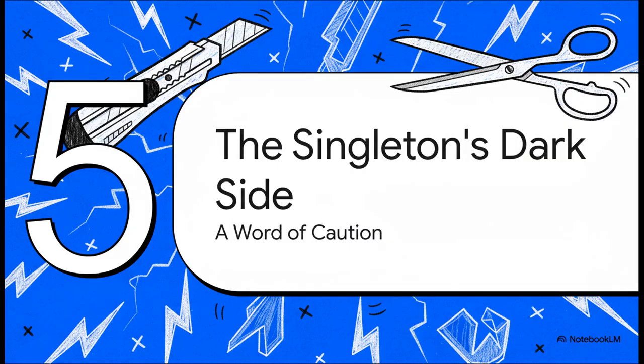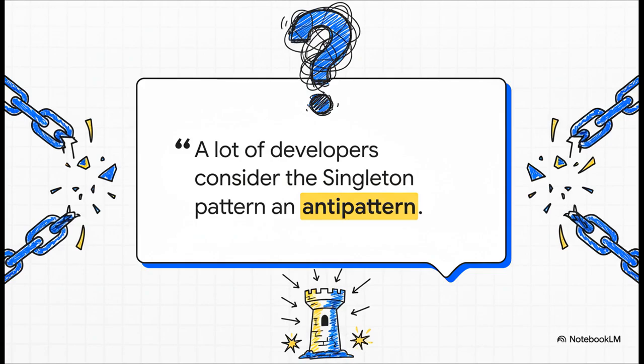But, and this is a huge but, the singleton has a dark side. There's a reason so many experienced developers get a little nervous when they see one. It's a powerful tool for sure, but it can also be a dangerous one. In fact, as refactoring.guru points out, a lot of developers today actually consider the singleton an anti-pattern. And what does that mean? It's a pattern that looks like a good idea on the surface, but it often ends up causing more problems than it solves. It's a solution that can be, well, counterproductive in the long run.